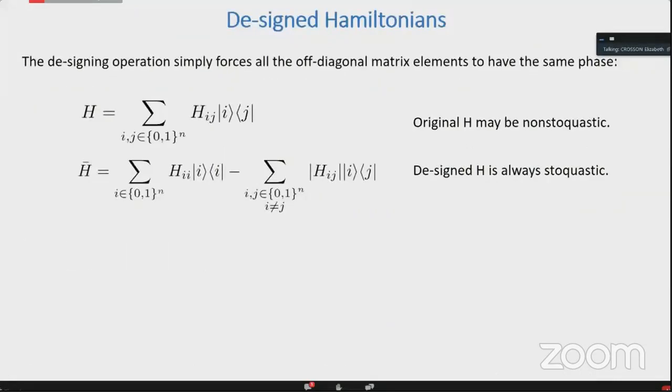So here is the definition of the designing operation. It simply forces all the off-diagonal matrix elements to have the same phase, the phase they would have if the Hamiltonian were stochastic. So here is your original Hamiltonian written out in terms of its computational basis matrix elements. And here's the designed Hamiltonian, H bar, where we've just left the diagonal elements unchanged, but we've forced all the off-diagonal elements to be real and non-positive.